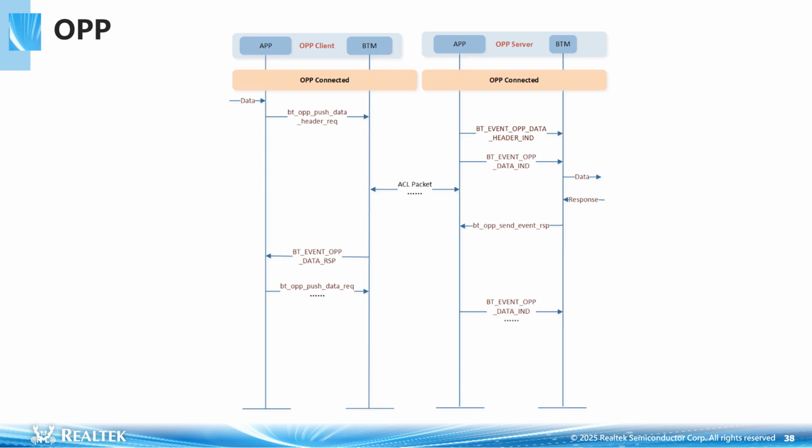The app receives BT event OPP data RSP and calls BT-op push data request. The peer device receives BT event OPP data IND and responds with BT-op send data response, continuing until the data transfer is complete.